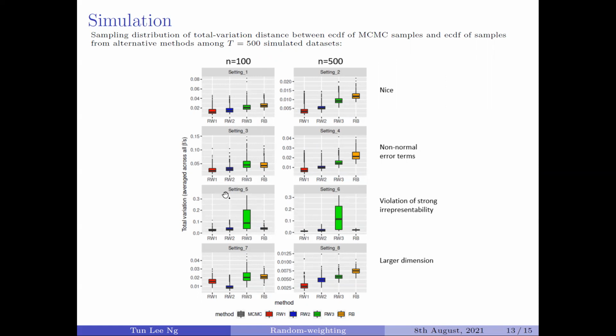Except for settings 5 and 6, we can see that residual bootstrap usually has the largest total variation distance in this case. Now, random weighting scheme 3 performs the worst in the settings where the strong irrepresentability condition is violated.